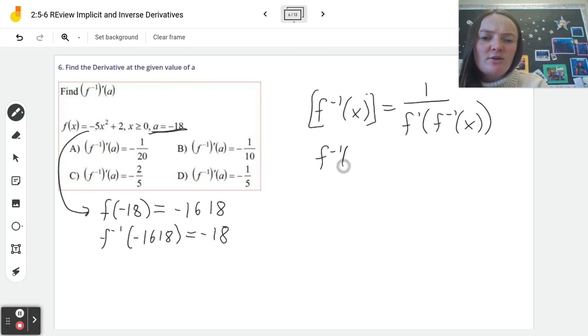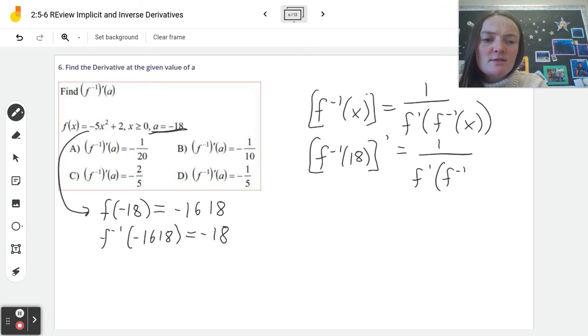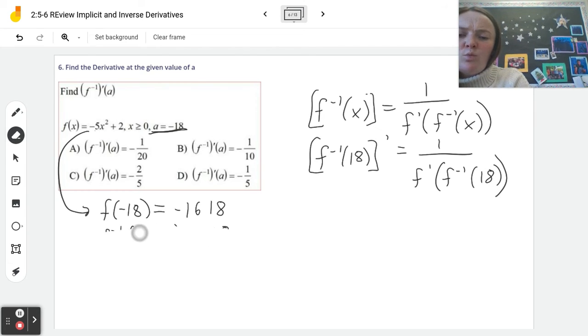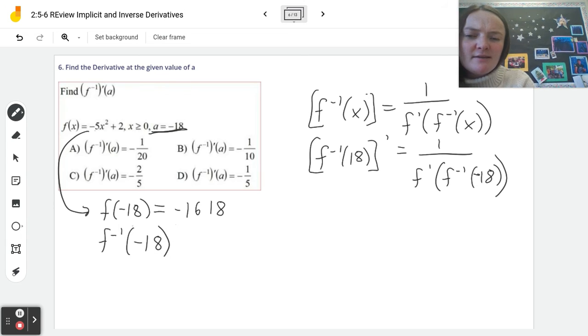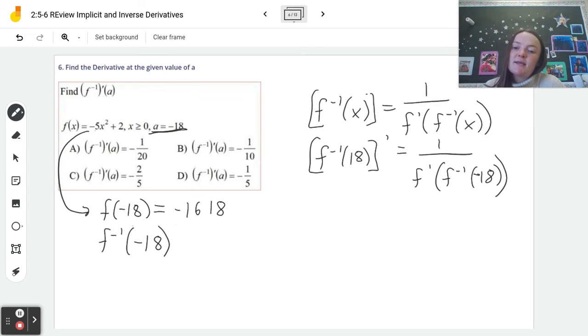I want to know what's F inverse of 18 prime, which means I need to know 1 over F prime of F inverse of 18. So what I'm really looking for is what is F inverse of negative 18? To find F inverse of negative 18, I basically am switching input with output. So what this is saying is when I have an output of negative 18, what's my X value?